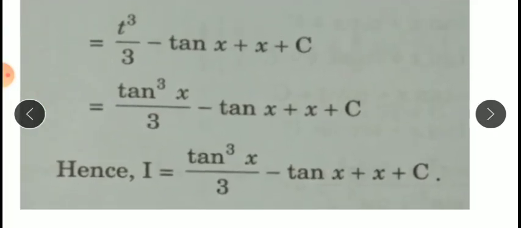Integration t square can be written as t cube by 3 using the formula integration x raised to n is equal to x raised to n plus 1 upon n plus 1, minus integration sec square x is tan x, minus integration 1 is x, plus c is constant of integration. Substitute value of t: tan cube x upon 3 minus tan x plus x plus c. This is our required answer.